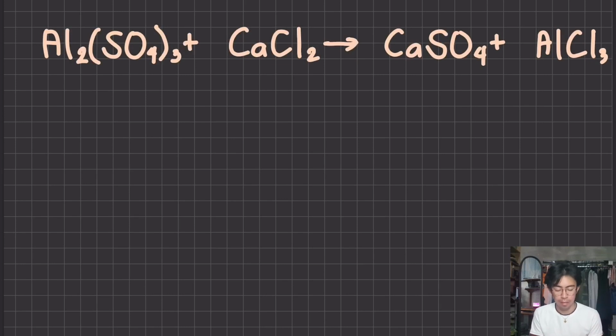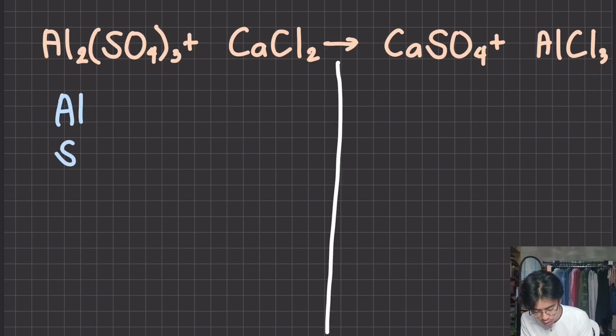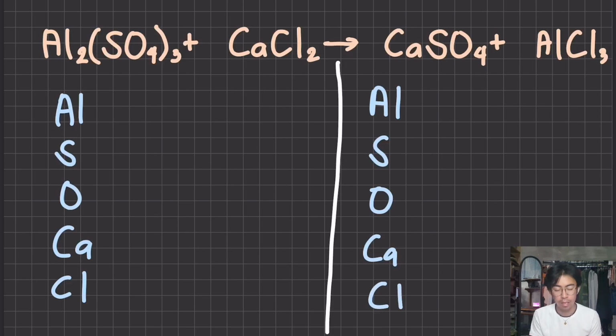Last problem, same process. Separate the reactant from the product side, and list all the elements on the reactant side and on the product side. Aluminum, sulfur, oxygen, calcium, chlorine. Copy the same pattern on the product side: aluminum, sulfur, oxygen, calcium, and chlorine. Then write the number of atoms of each element on the reactant side and on the product side.